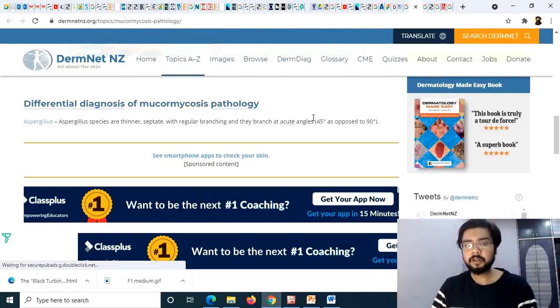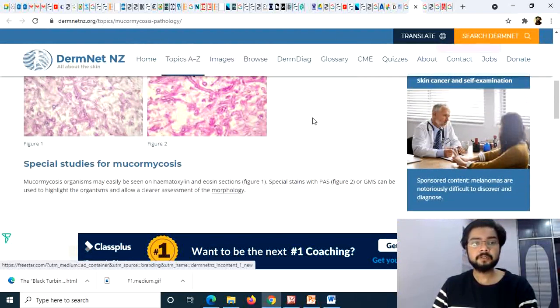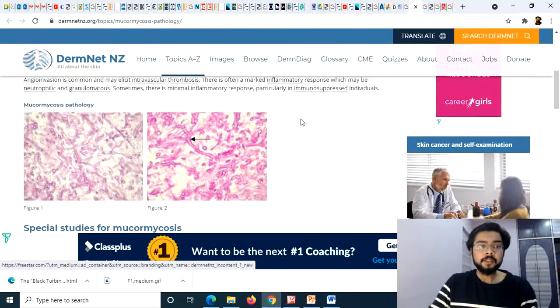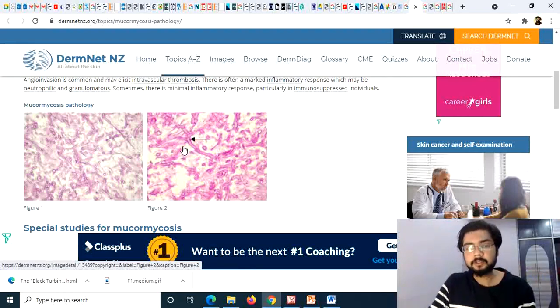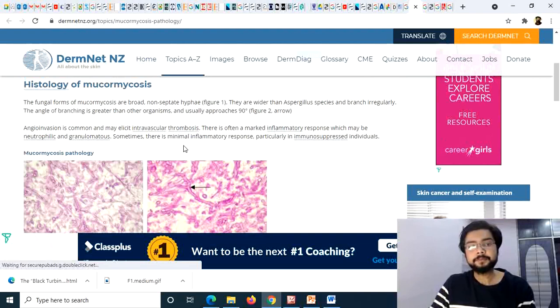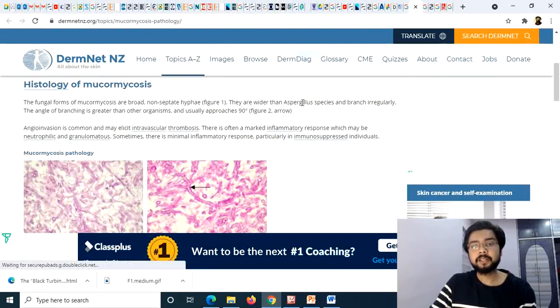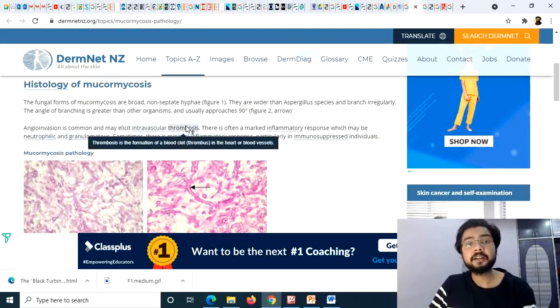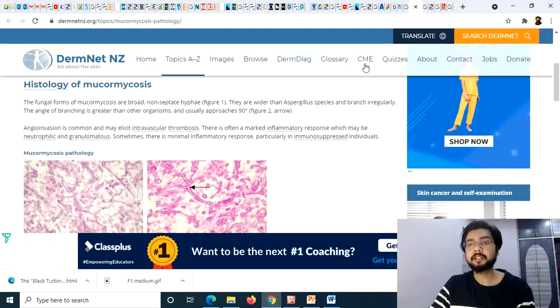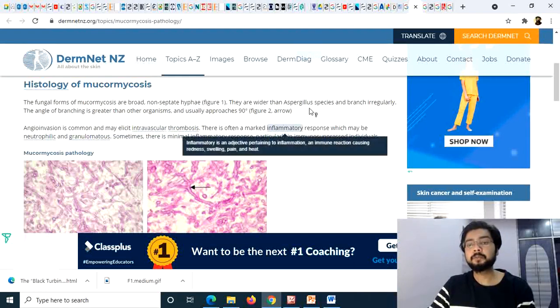So very contrasting features, and this is one of the histopathology findings to identify Mucor, right? These organisms are wider than Aspergillus, branch irregularly, and the branching usually approaches 90 degrees. The special feature is that angioinvasion is common, and they may elicit intravascular thrombosis, and thus cause a marked inflammatory response.